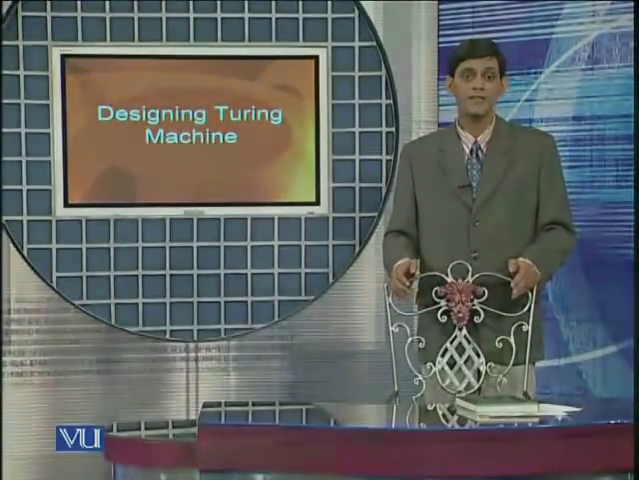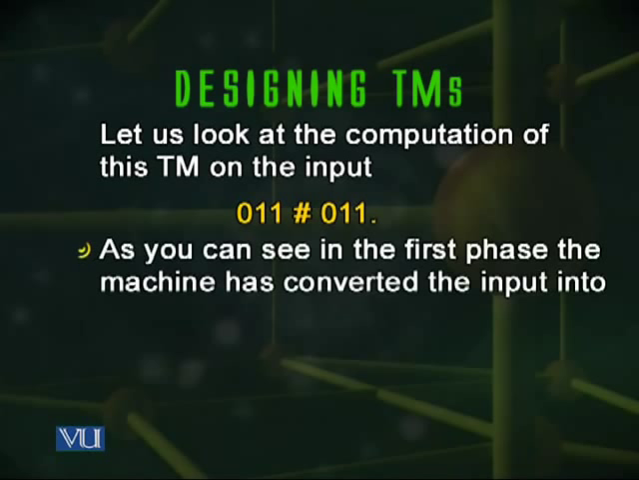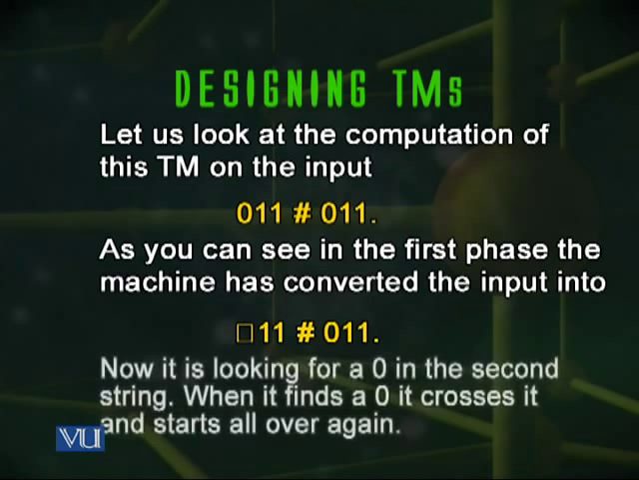specific input. Let's look at the behavior of this Turing machine on the input 011 hash 011. As you can see, the first phase of this machine will convert this input into blank 11 hash sign 011. It'll just change the first symbol to a blank, thereby marking the left end of the input. Now the machine starts looking for a 0 in the second string. When it finds a 0, it crosses it and starts all over again.